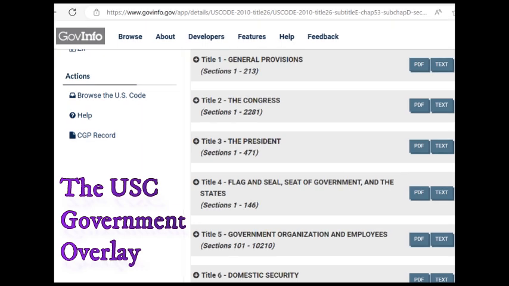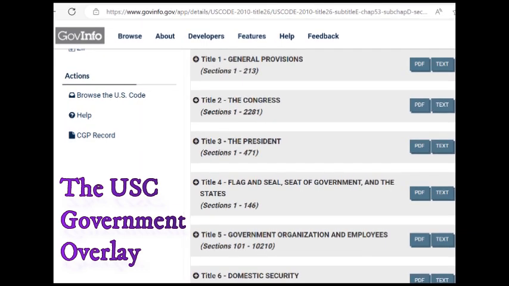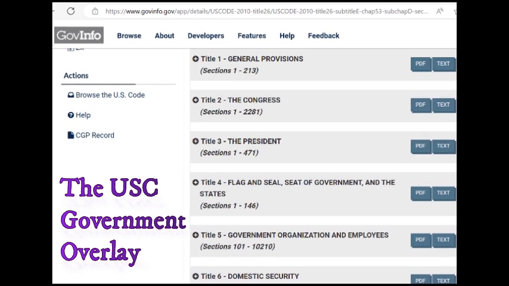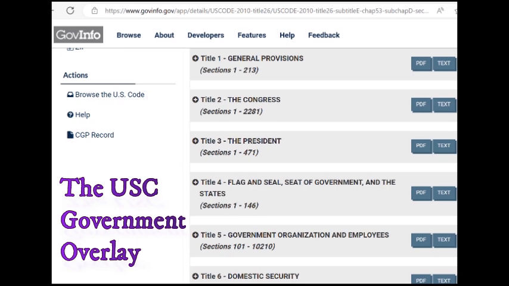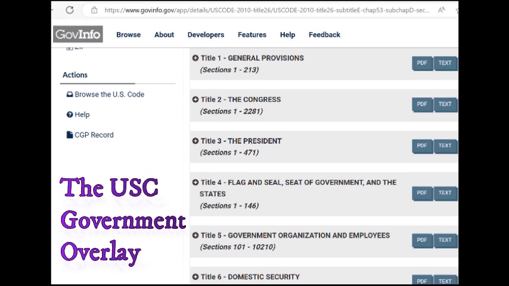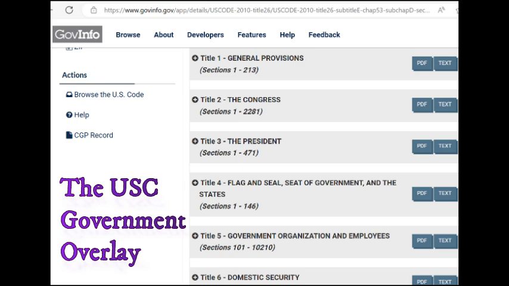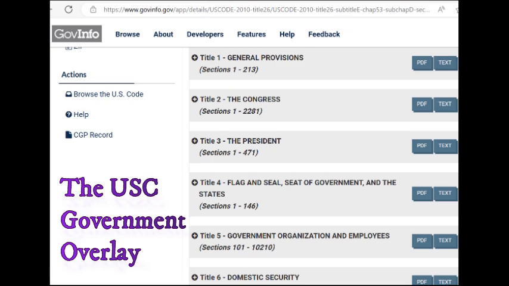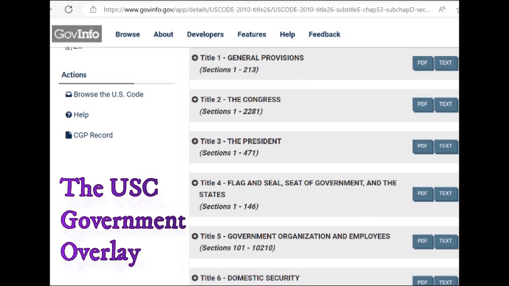doublespeak type of thing. However, when it comes to the USC government, it is very apparent how different it is from the Constitution, although it does form itself under the appearance of being constitutional, thus providing the overlay a lens with which somebody might view the Constitution in a different manner. So in the U.S. Code, we have Title I General Provisions, and this, of course, is like the preamble in the Constitution, where it's defining what the U.S. Code is for, whereas the preamble in the Constitution defines what the Constitution's for.